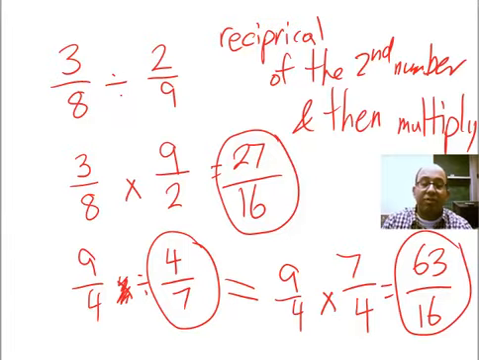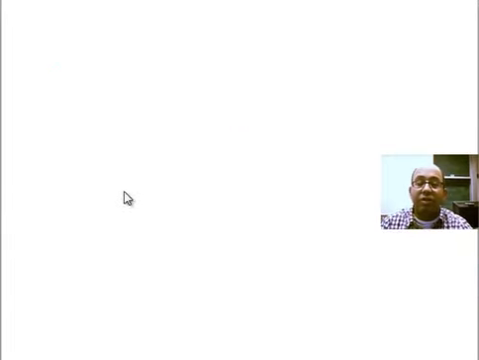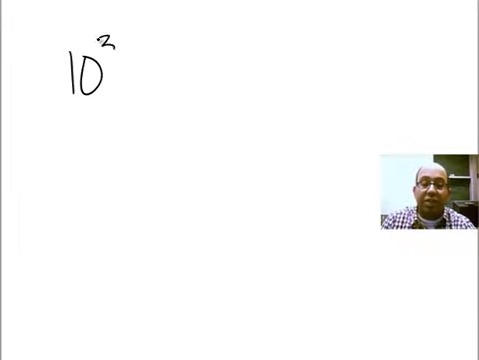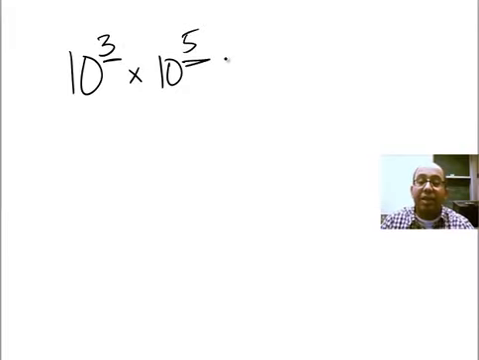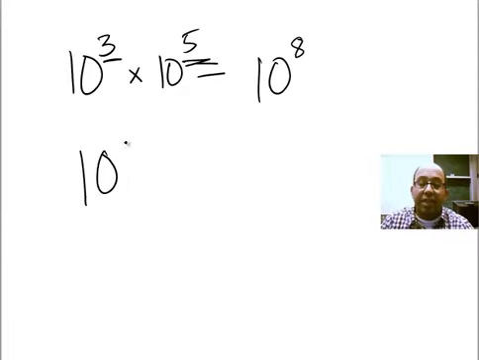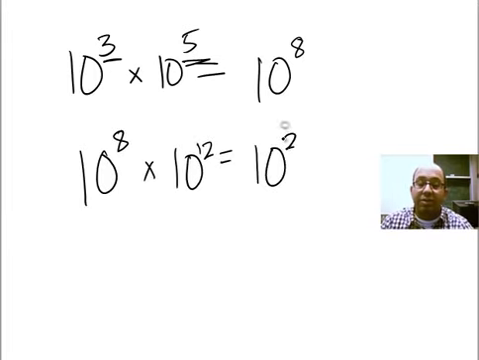So now we're going to go on to multiplying and dividing exponents, which again are some pretty simple rules. You take 10 to the 3rd power times 10 to the 5th power, and when you multiply, you add the exponents. So you get 10 to the 8th. Again, when you take 10 to the 8th power times 10 to the 12th power, all you do is add the exponents, and you get 10 to the 20th power.